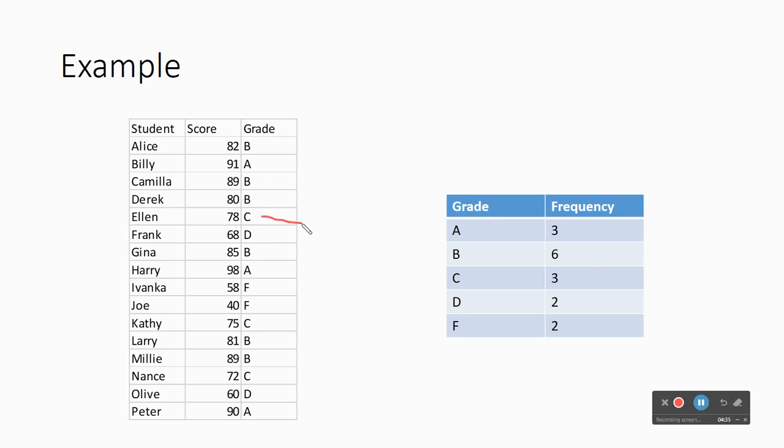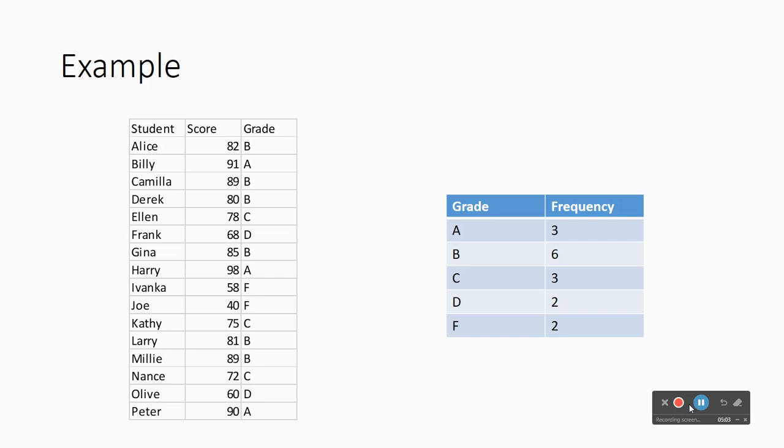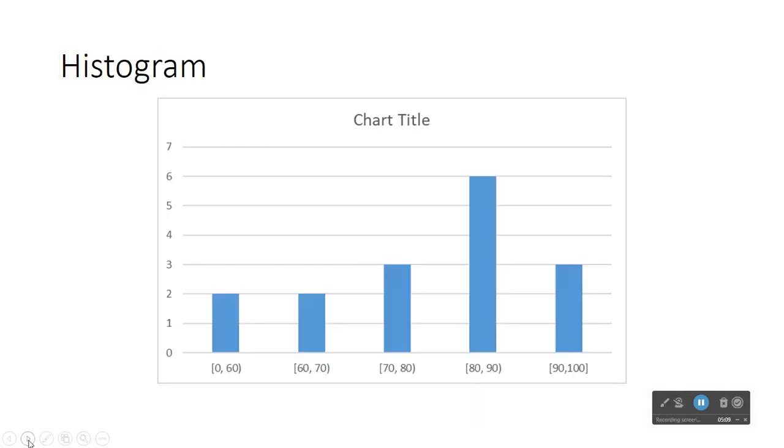For C's, I have 1, 2, 3 C's. For D, I have 1, 2, and F's, I've got 1, 2. Okay. And so this is my frequency table. Now I can associate with that frequency table something called a histogram.